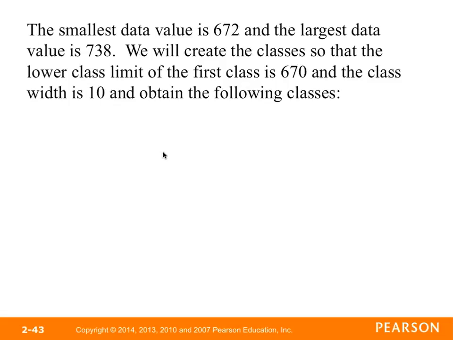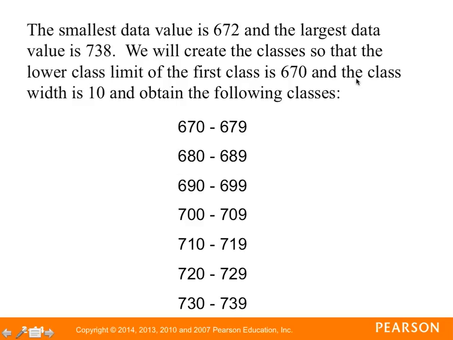For the lower class limit for the first class, it makes sense to use basically a nice number that's a little bit smaller than your smallest data value. So 672 is not a very nice number, so it makes more sense to use 670 as the starting point. And we're going to go ahead and use a class width of 10, and we're going to obtain the following classes. So we're going to have classes from 670 to 679, 680 to 689, 690 to 699, all the way up to 730 to 739, so we get our largest data value.